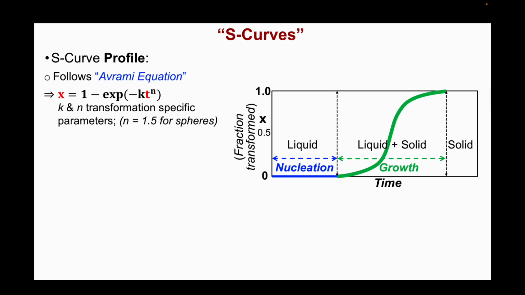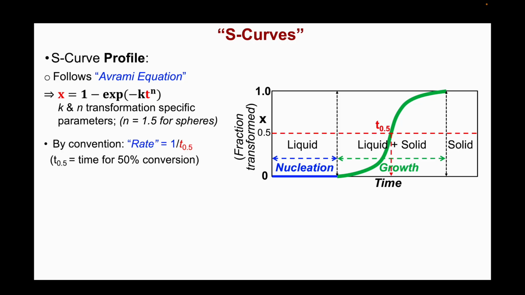The equation contains two transformation-specific parameters, K and N. N depends on the geometry of the crystals being formed, and its value is actually 1.5 if those are spheres, while K depends on the actual material and temperature. By convention, if we were to quote a rate for the reaction, one uses the time for 50% conversion shown here.